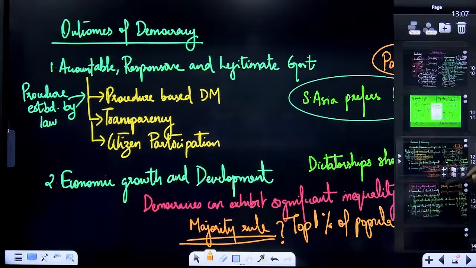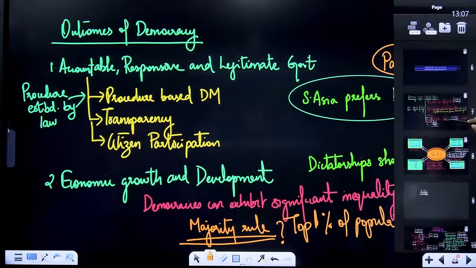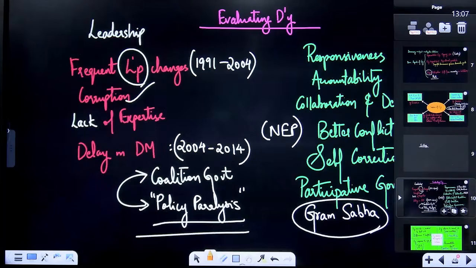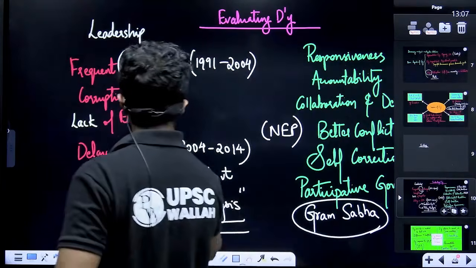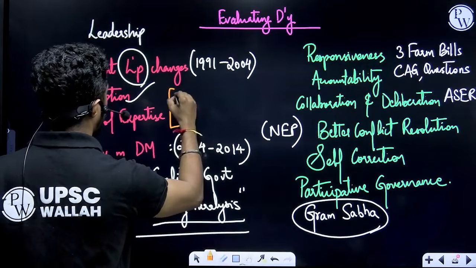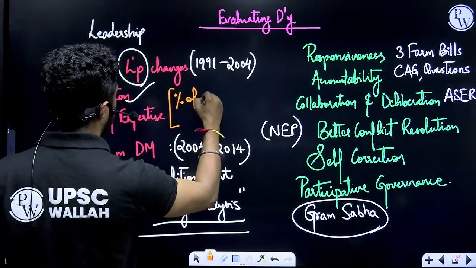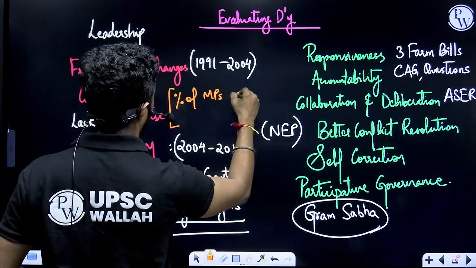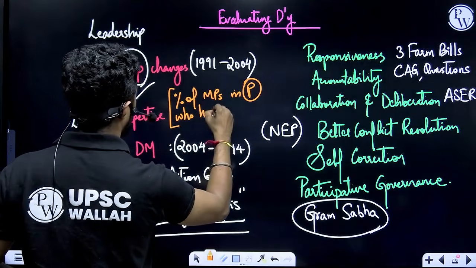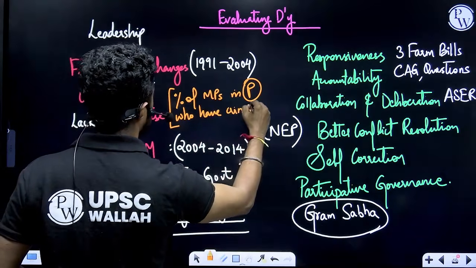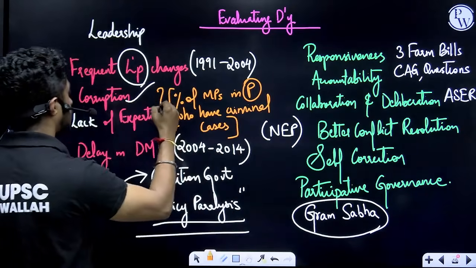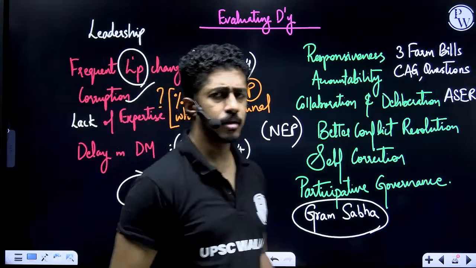Apart from that, when we were discussing lack of expertise, I will add one more homework over here. What is the percentage of MPs in Parliament who have criminal cases against them? Find this out. Simple data. All right.